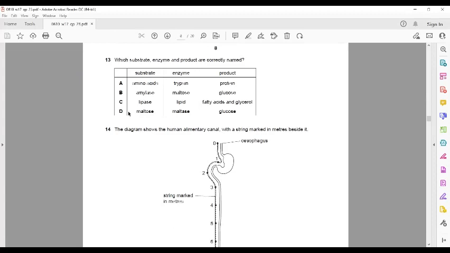But actually it's upside down. They put the amino acid, which is the smallest molecule, in the substrate, and the product is protein, which is bigger. So I omit this one.